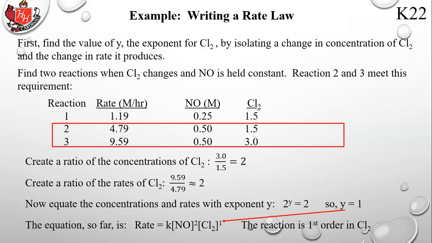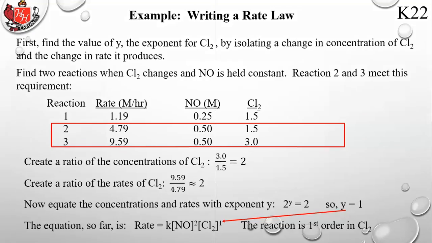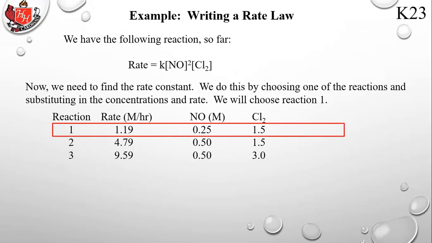Now the final step is to figure out what the value of K is, and how do we do that? Well, we pick any reaction. We can pick any of the 3 reactions, and we plug in the numbers. If you look at the equation up above, that's the equation we have so far, NO to the second power and Cl2 to the first power. We know the concentration of NO. We know the concentration of Cl2 for this reaction. We're using reaction number 1. And we know the rate for that reaction. It's 1.19. So NO is 0.25, Cl2 is 1.5, and the rate is 1.19. So we can plug those numbers into that equation up above. The only unknown we will have in that equation is K.